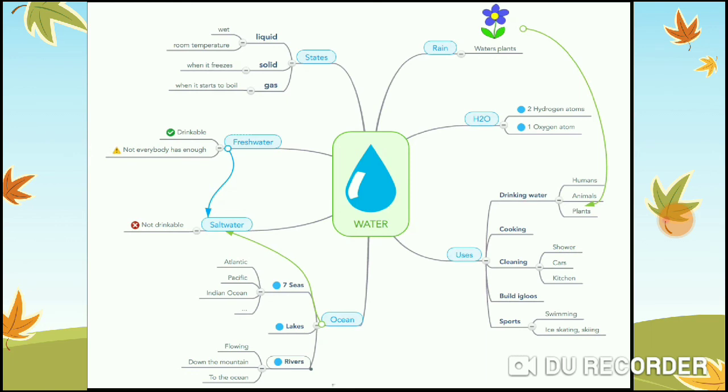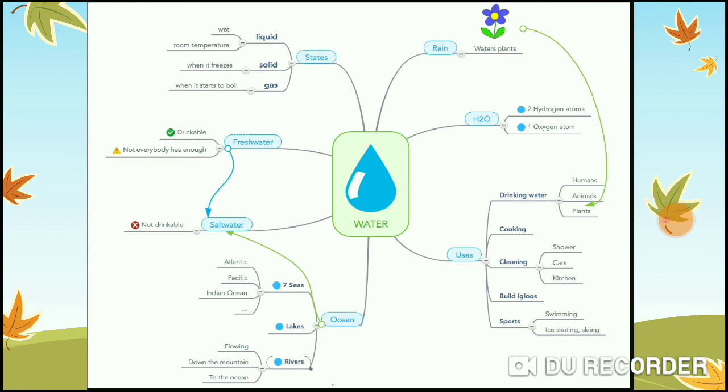And further, these subtopics are divided, as you can look at it in the map. So rain, it waters plants. H2O, it has 2 hydrogen atoms, 1 oxygen atom. Uses, you have a list of 6 subtopics, and oceans, it talks about seas, lakes and rivers. Salt water, it is not drinkable. Fresh water, it is drinkable, but not everybody has enough. States, what are the different stages of water? It's liquid, solid and gas. So these are the topics that you can find.